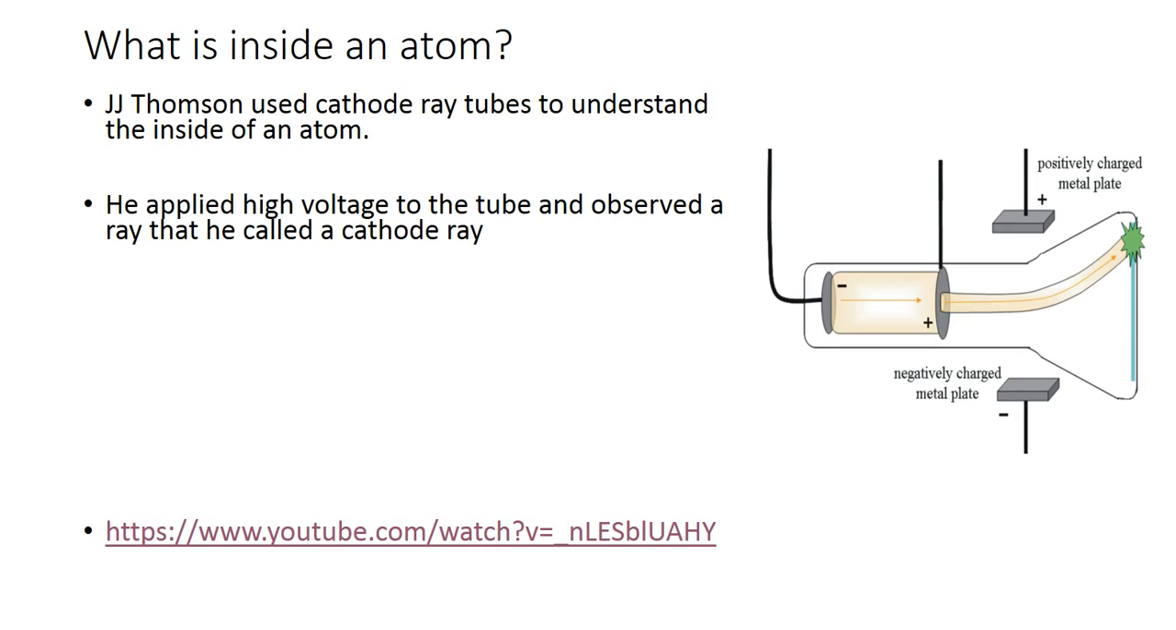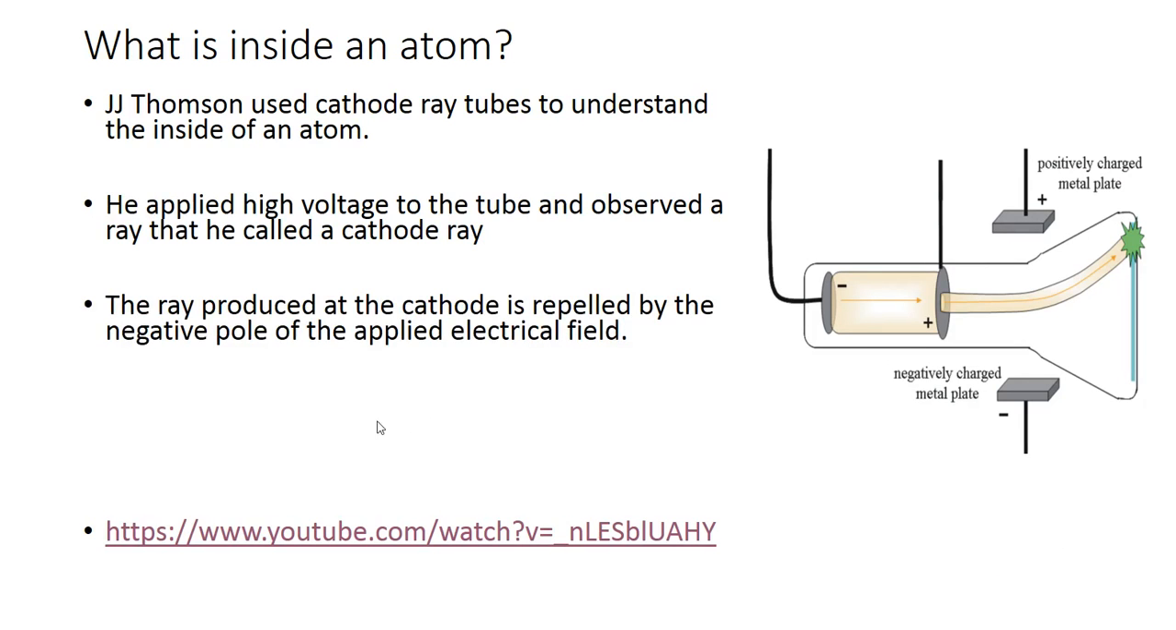So what Thomson did was he applied a high voltage to this cathode ray tube and observed a ray that he called a cathode ray. The ray that was produced at the cathode is repelled by the negative pole of the applied electric field. So this is the electric field that he applied. The ray is coming from the cathode here, passing through the anode, going all the way here.